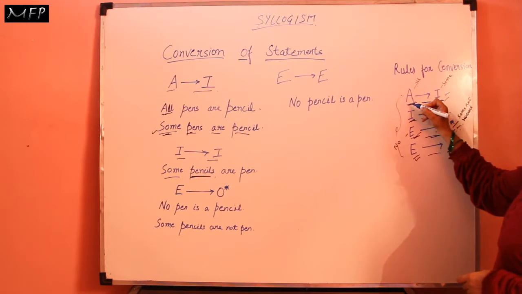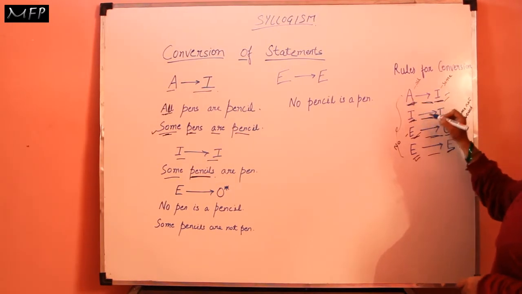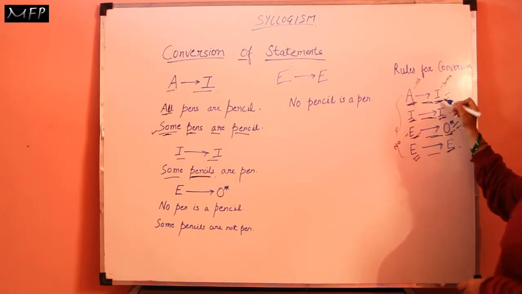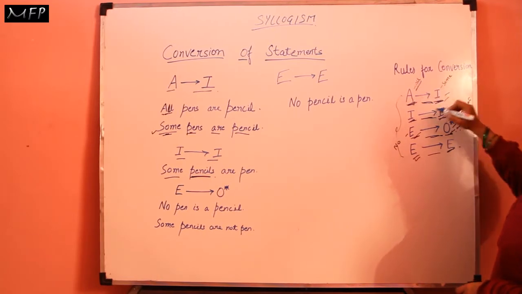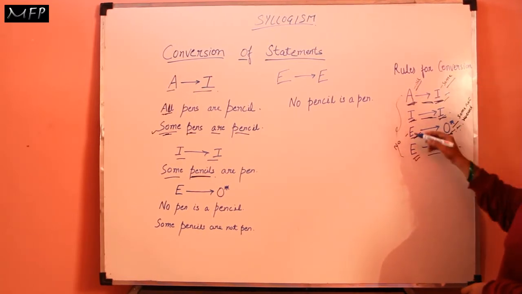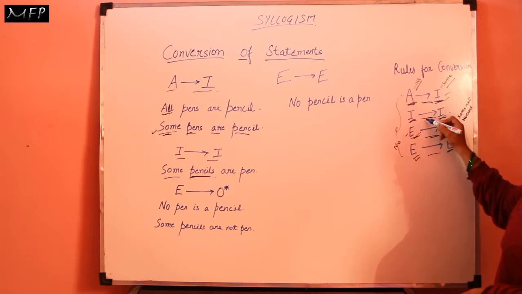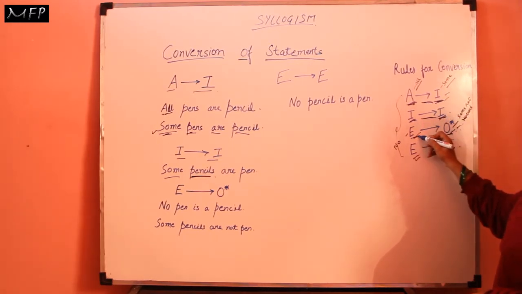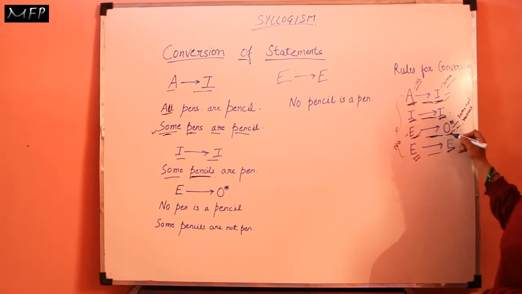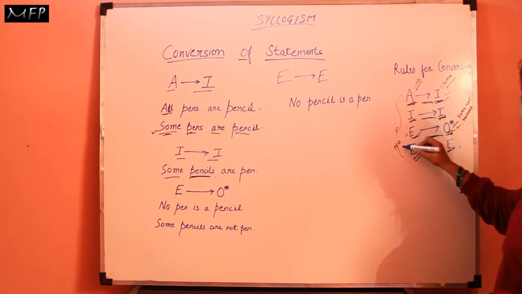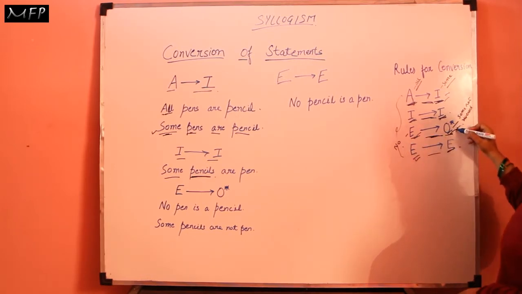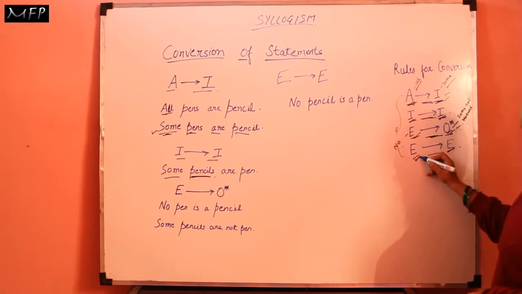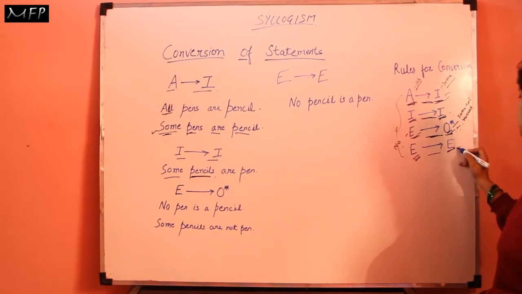So the first rule is: an A-type statement can be converted into an I-type statement, where A is an 'all' type of statement and I is a 'some' type of statement. An I-type statement can also be converted into an I-type statement. An E-type statement can be converted into an O-asterisk type of statement. E is a 'no' type of statement and O-asterisk is a 'some not reverse' type of statement. An E-type statement can also be converted into an E-type statement.